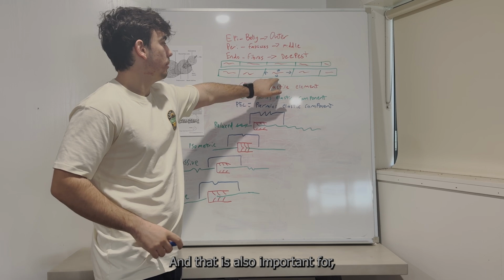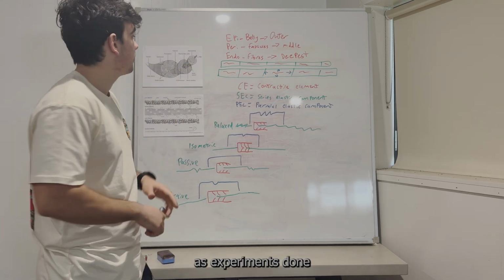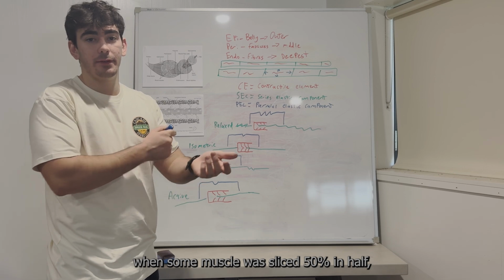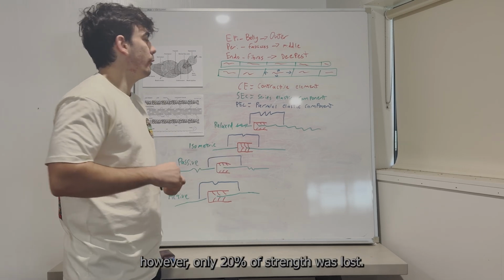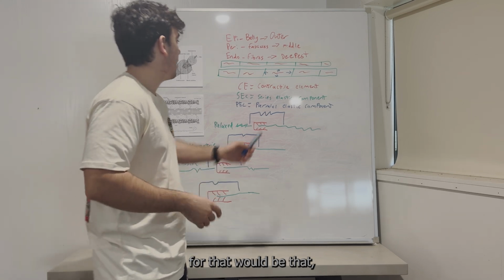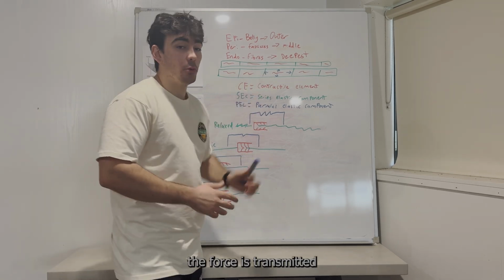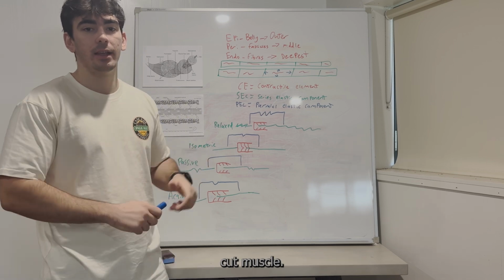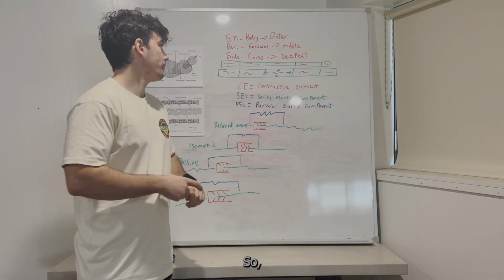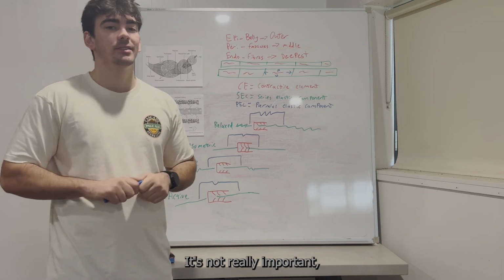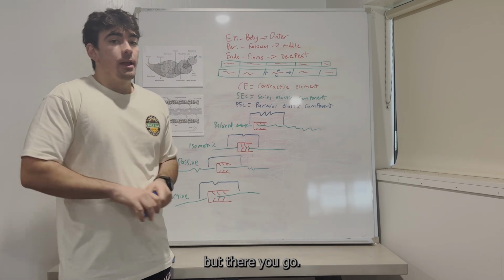And that is also important for, there's experiments done where some muscle was sliced 50% in half. However, only 20% of strength was lost. So the explanation for that would be that the force is transmitted in a much greater way than you could ever cut muscle. So that is really fascinating. I'm not going to delve into that too much. It's not really important. But there you go.